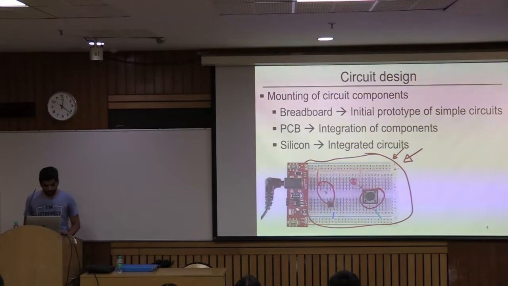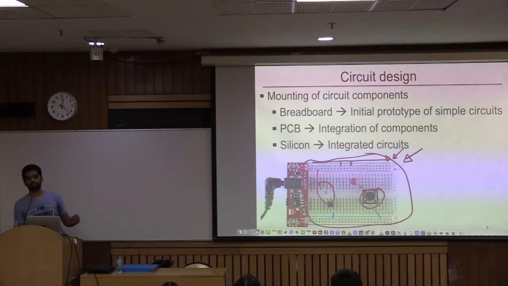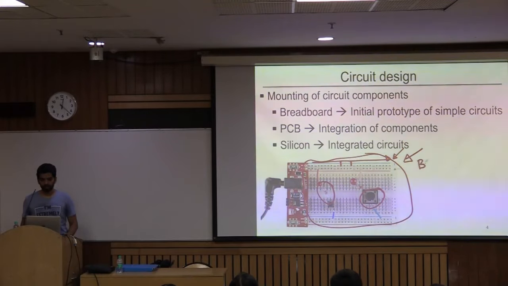For example, every row, like this top row, if you see, all these dots are shorted. Shorted means if I insert a component in one of these holes, and insert another component in the next hole, because they are internally shorted, they will get connected as if you are connecting a wire between them, right? So this is just a method of connecting different components, and this is known as a breadboard, right?